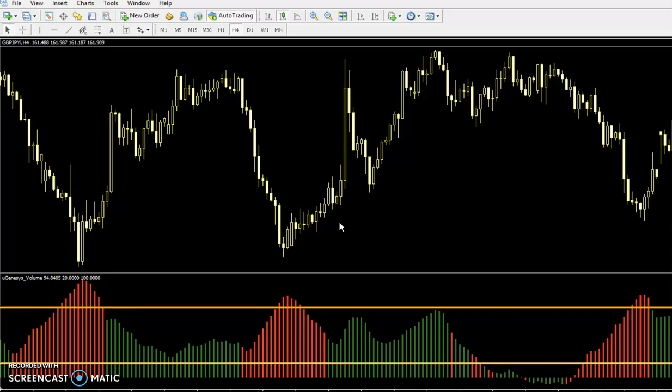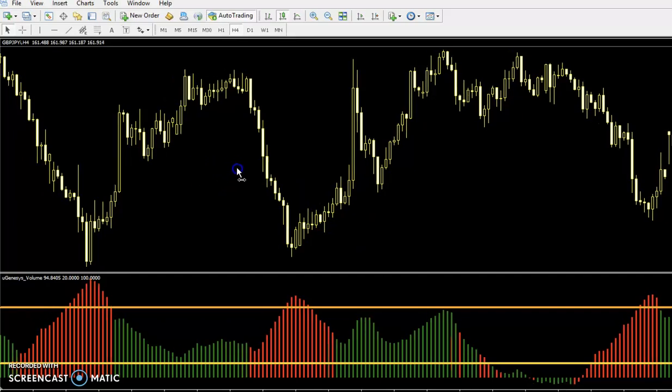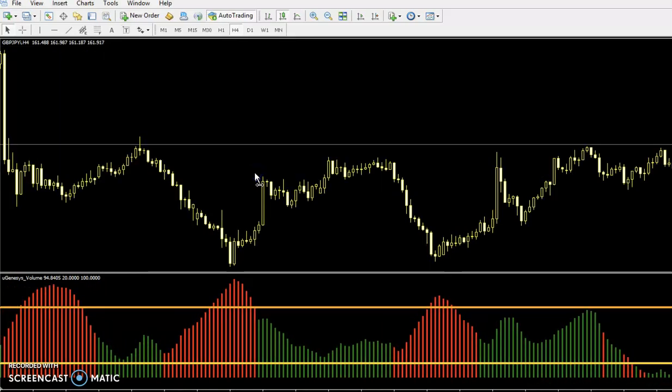Now I'm going to identify some specific points on this indicator that I want you to pay attention to. The first thing that I want you to notice is that we have the red bars on the histogram, and these represent bearish volume. So this represents a sell trend. The green, of course, represents a buy trend or an uptrend. Now on the uGenesys volume indicator, we have two very important lines. We have the bright orange line at the top and we have the gold line at the bottom.